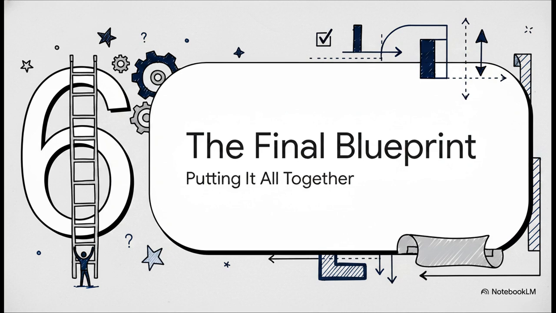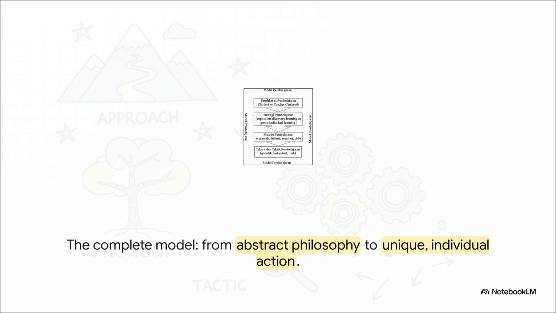So there we have it. We've climbed all the way down the ladder from the huge abstract philosophy to the tiniest personal action. Now let's put it all together and look at that final blueprint. And here it is, the whole system. You can see how it all just flows downwards. Your why, the approach, determines your what, the strategy. Then that strategy is brought to life through the how, the methods. And those methods are carried out using specific techniques and your own personal tactics.